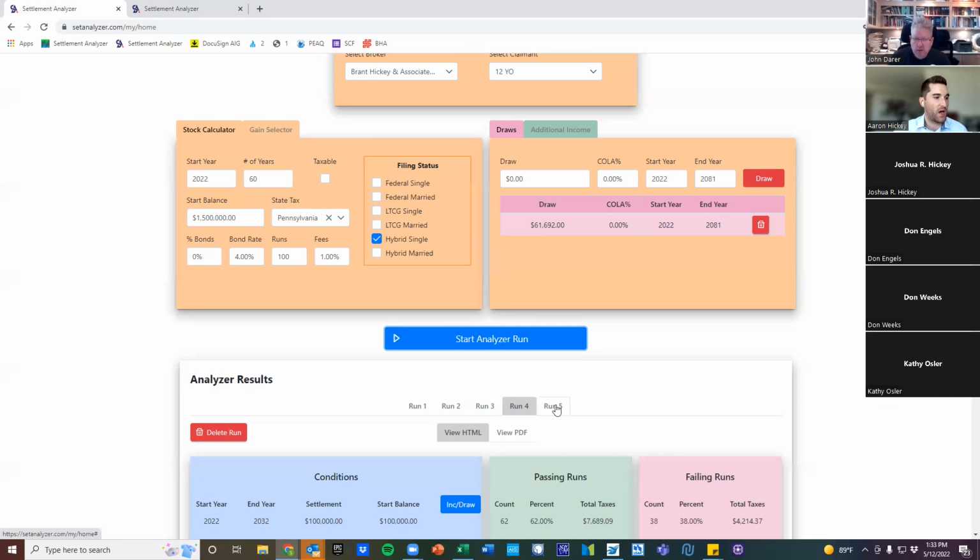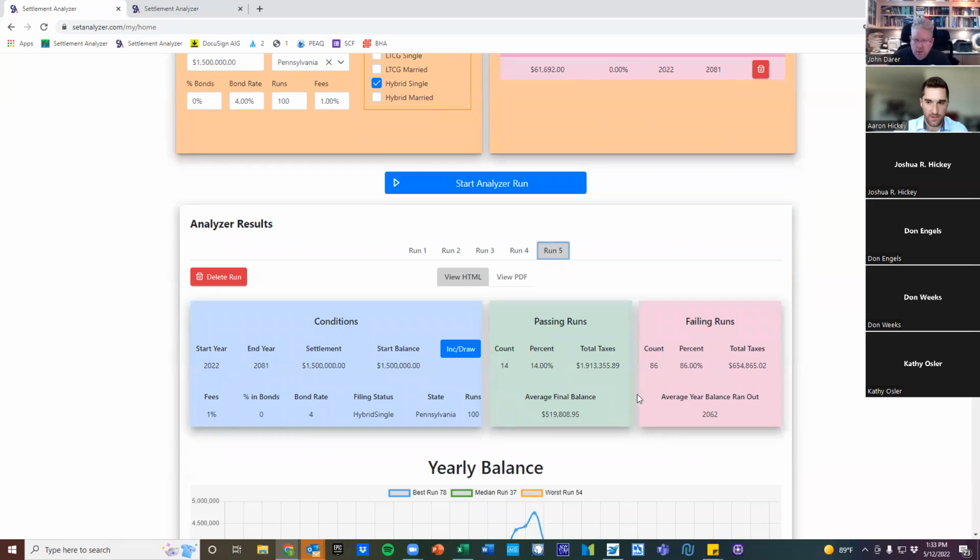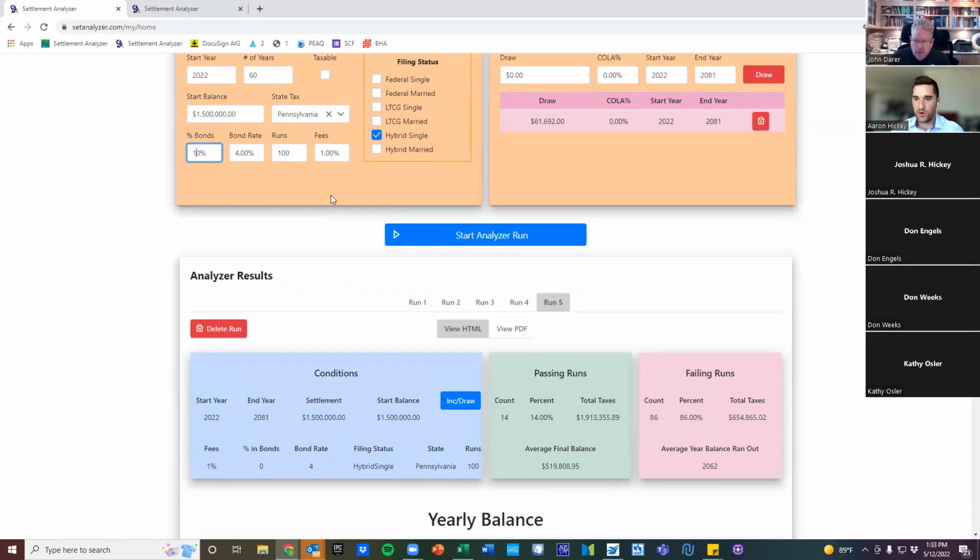So a 0% bond, which means 100% stock, we're at a 14% success rate. At 10% bonds, 90% stock, 17% success rate. At 20%, we're at 20, 30%, 26, and 40% back down to 20. So there is a sweet spot sometimes with these as well. So thank you for the question there. As you can see, it's extremely easy to change those parameters to predict that information.